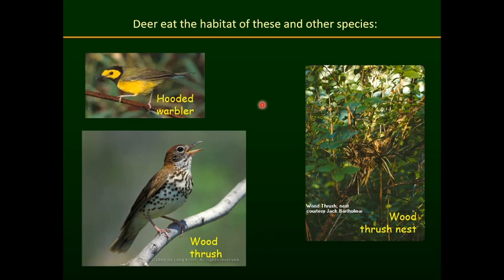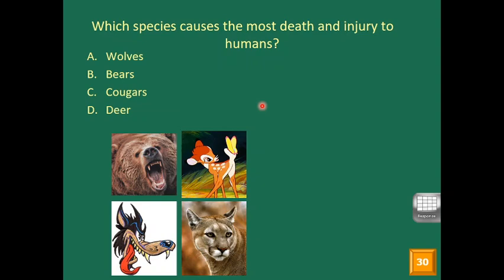Okay, so all this to show how the lack of a top predator in the ecosystem causes the prey populations to spike, and then that causes the plant populations to go down, and that has effects on other species, ripple effects.